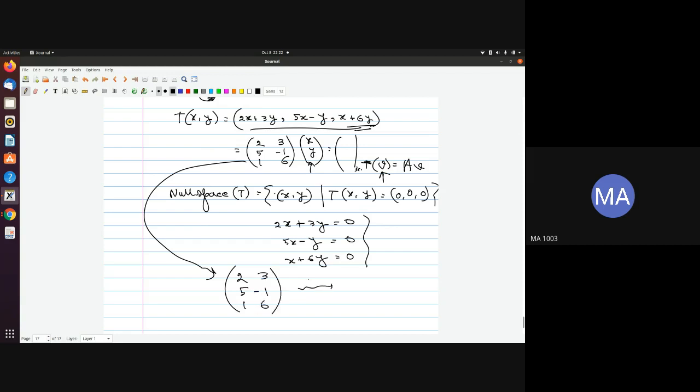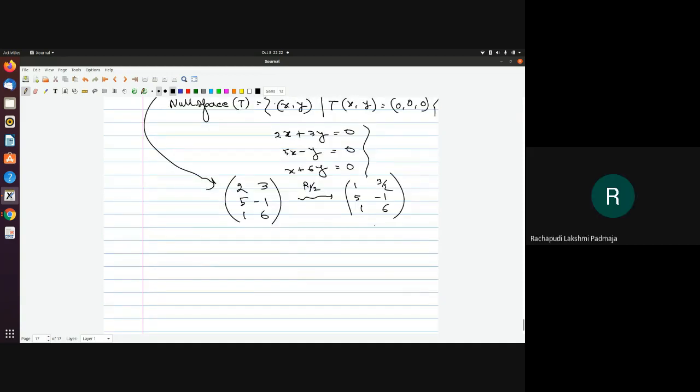So if I do this, what should I get? What is the first step? R1 by 2. And then what is the second step? 5, minus 1, this is 1, 6. What should I do next? R2 minus 5 R1. R3 minus R1. What do I get? 0, minus 5 by 2. Minus 15 by 2. Right? Yes, sir. And this is 0 and 6 minus 3 by 2.